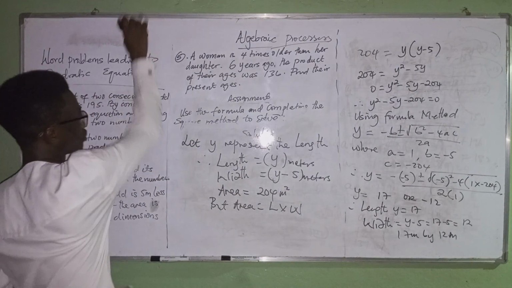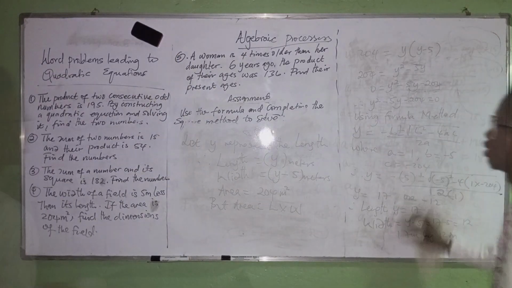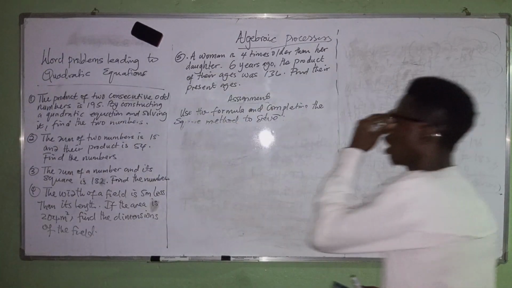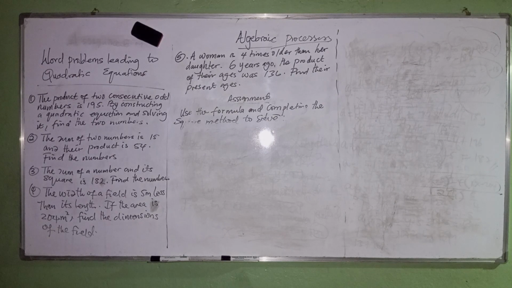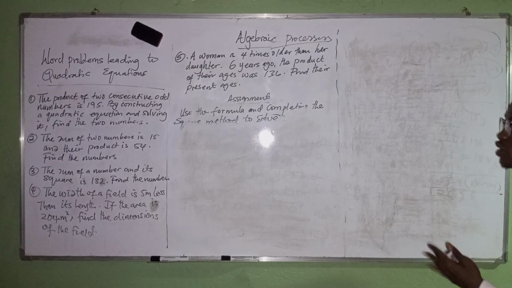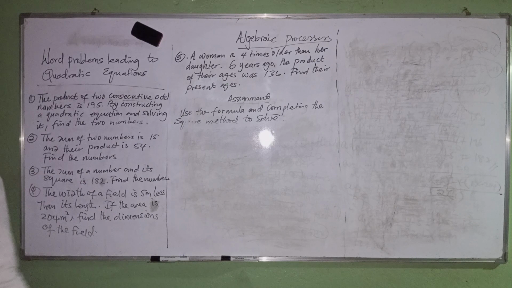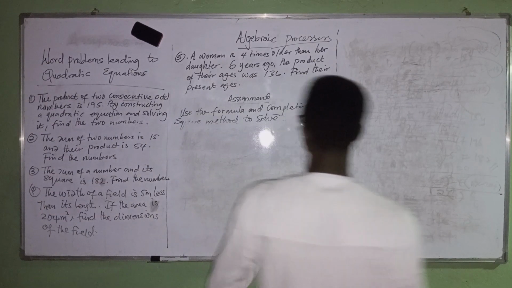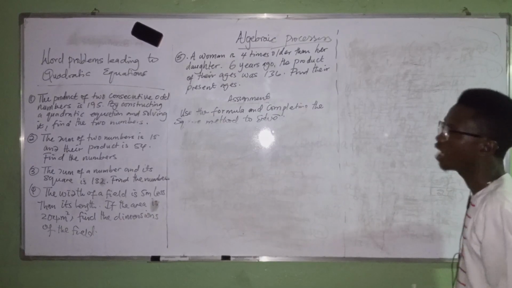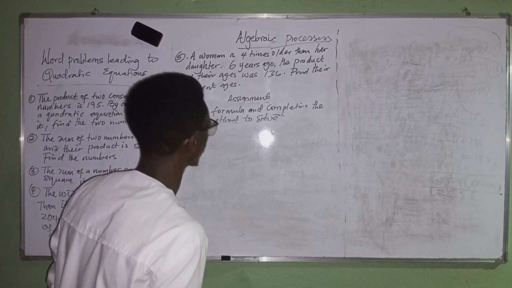Now the last problem, as I told you, I'm just going to interpret that. So it says a woman is 4 times older than her daughter. 6 years ago, the product of their ages was 136. Find their present ages. We don't know. We are only given that the woman is 4 times as old as her daughter. We don't know anything about the daughter. And we are told again 6 years ago, the product of their ages.